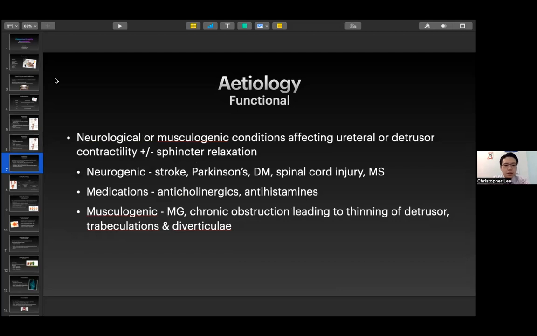Functional causes are either neurological or musculogenic conditions, which affect ureter or detrusor contractility, and can also affect urinary sphincter relaxation. Examples of neurogenic conditions are stroke, Parkinson's disease, very severe diabetes mellitus, spinal cord injury, and multiple sclerosis. Some medications such as anticholinergics and antihistamines can also cause functional obstruction. Examples of musculogenic causes are myasthenia gravis, or chronic obstruction leading to thinning of the detrusor muscle, which eventually leads to trabeculations and diverticulae.